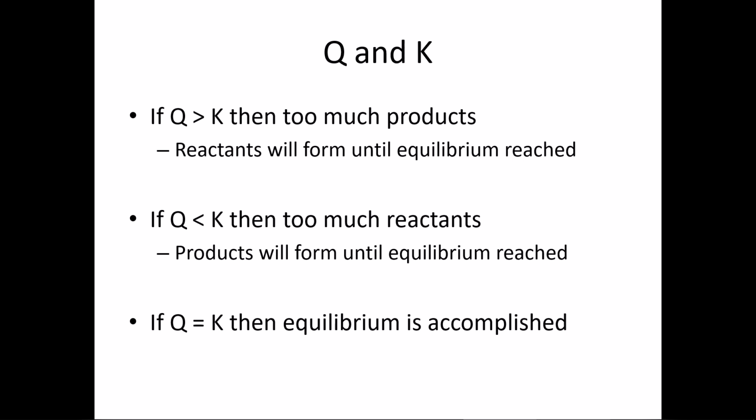So we have three different possibilities for the relationship with Q and K. Q can be greater than K, in which case we've passed up equilibrium, and our reaction needs to go back toward reactants to reach equilibrium. We have too many products. Q can be less than K, where we're not at equilibrium yet and our reaction is continuing in the forward direction until it reaches equilibrium. Or Q can be equal to K, in which case we're at equilibrium and our reaction will remain there until something happens.